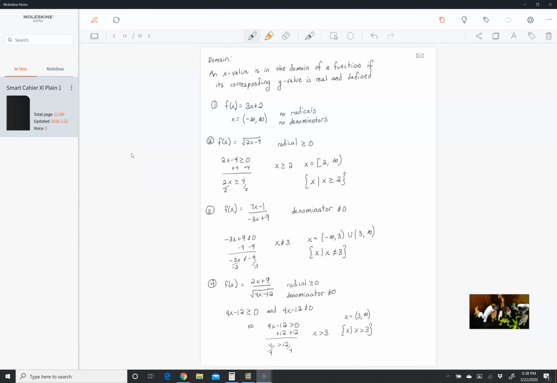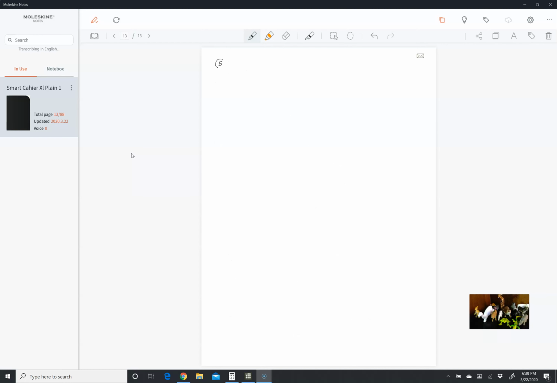Okay. And then we have one last situation, and the last situation is if we have both, but this time the radical is in the numerator. So we have f of x is equal to, let's say, the square root of, let's make this negative 2x plus 10 over, I want to try and make it easy numbers. So let's make it 3x minus 9.